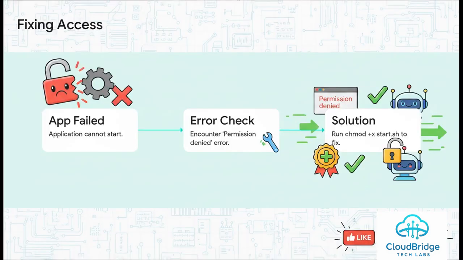Let's look at one final real-world scenario. Your application cannot start. You check the terminal, and you're hit with that dreaded permission denied error. Why did that happen? Well, because the script that starts the app is just sitting there as a plain text file. It doesn't have the VIP access badge to actually run. The solution? You just run chmod +x start.sh. That +x explicitly adds execute access, instantly fixing your broken deployment and bringing the whole system to life.